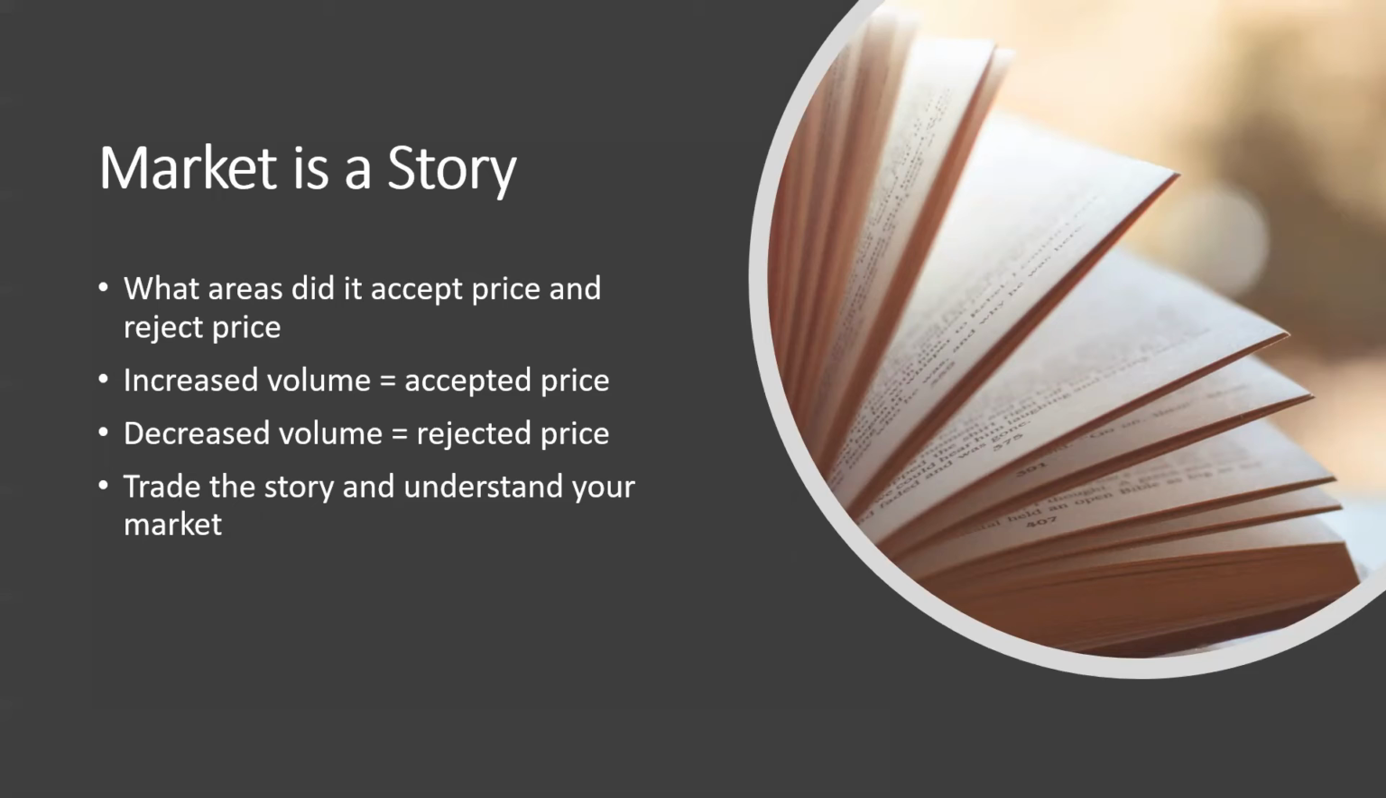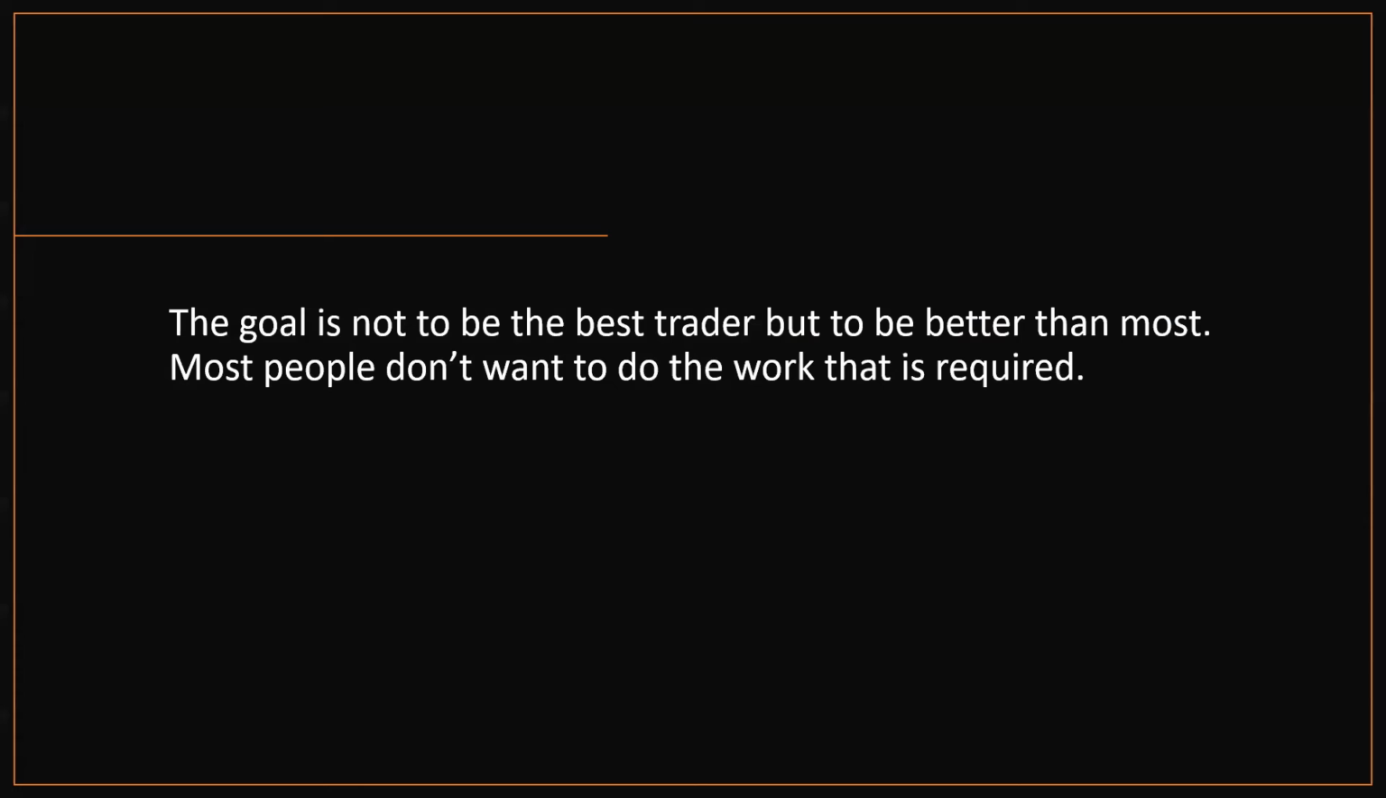We talked about how increased volume is accepted price and decreased volume is rejected price. If you have a low volume node, not many traders have traded that stock at that price. So as a trader, you want to trade the story and understand your market. A lot of traders are just trading off of levels, basic information, and they're getting whipped around because they're missing at least a third to two thirds of the story that would really help them understand what's going on.